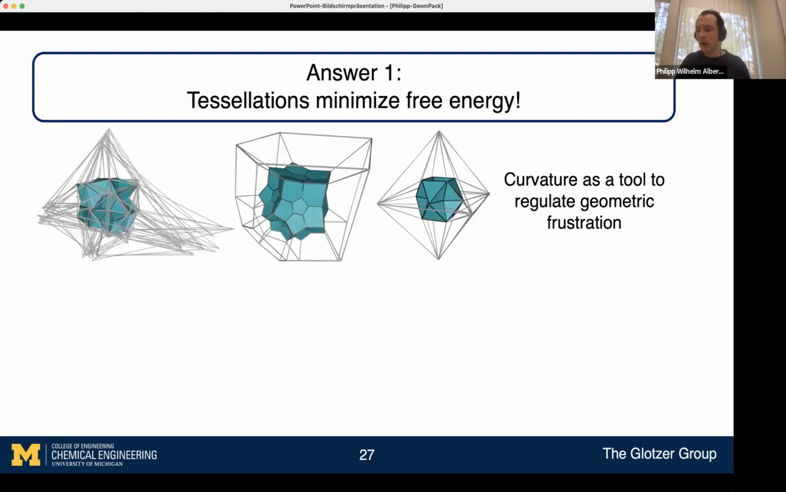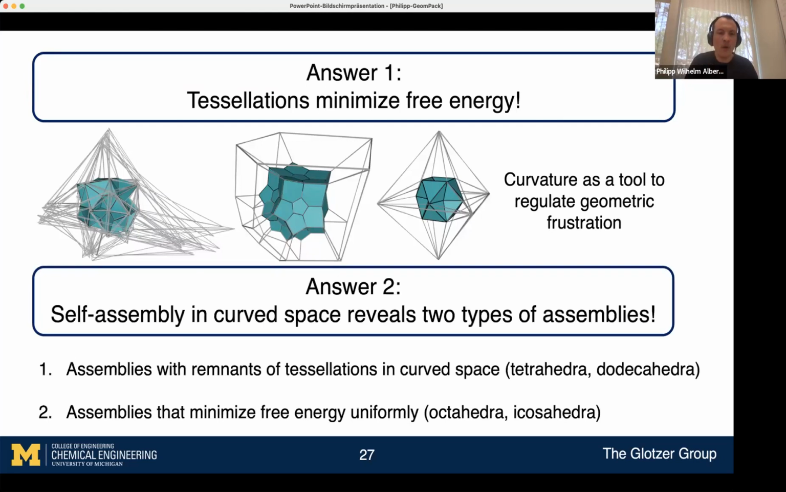And with this, I want to quickly sum up that we have answered these two questions: that tessellations minimize the free energy also in curved space, and we can use space curvature as a tool to regulate geometric frustration. And we also have an answer to the second question, which means that self-assembly in curved space reveals two types of assemblies.